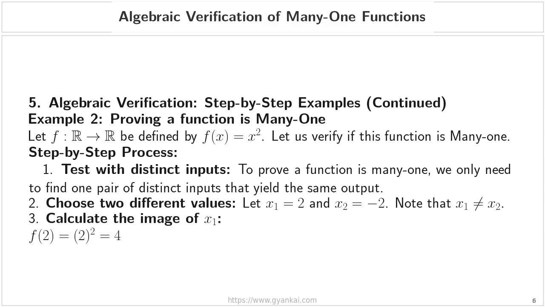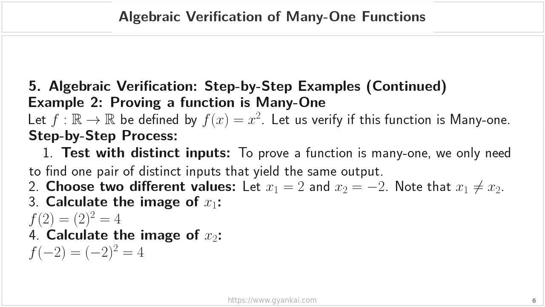First, let's calculate the image of x sub 1. When we plug 2 into the function, f of 2 becomes 2 squared, which equals 4. Next, let's calculate the image of x sub 2. When we plug -2 into the function, f of -2 becomes (-2) squared. Since a negative number squared is positive, this also equals 4.